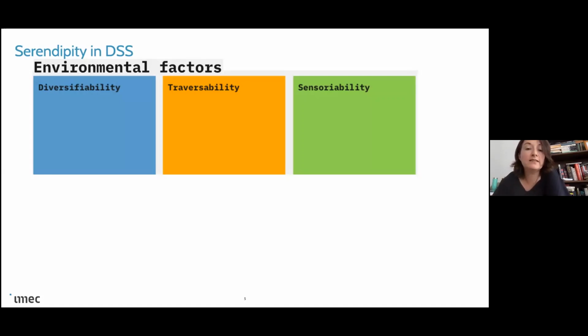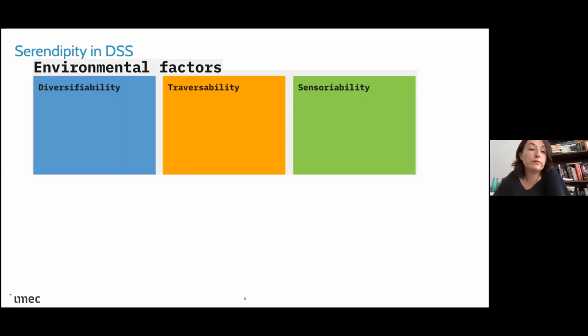Transferability means how easy it is to actually move within that. And so if you decided to look into a job in retail, how easy is it then to also be offered other jobs, vacancies that are similar in nature? And sensoriability is really regarding how it is presented. Is it user-friendly? And is the design intuitive in that regard?